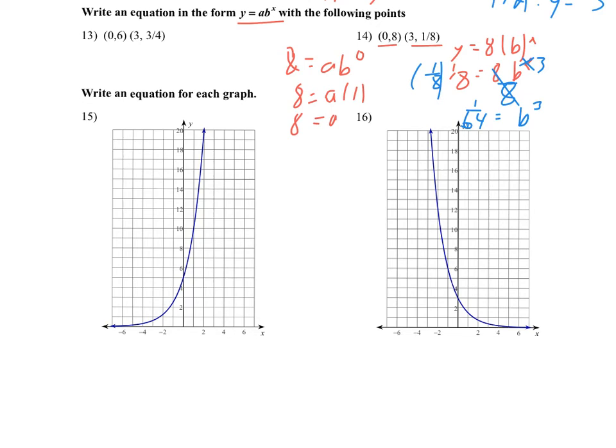So now what I can do is I can cube root both sides. And so b equals, well, the cube root of 1 is, of course, 1. The cube root of 64 is 4, so that means b is 1/4. We'd never do a plus or minus anyway for a cube root. That's only for even roots. But even if we did, the base is always positive. So then I got my answer here as y equals 8 times 1/4 to the power of x.